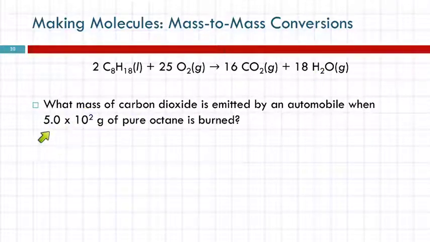So this number, 5.0 times 10 to the 2 grams of pure octane. Eek! We don't know what the formula for octane is. Well, this is oxygen. That's not octane. That's carbon dioxide. That's not octane. This is water. That's not octane. Guess which one is octane? The other one. Okay, process of elimination.